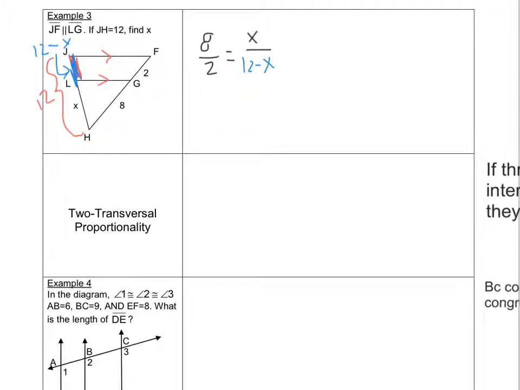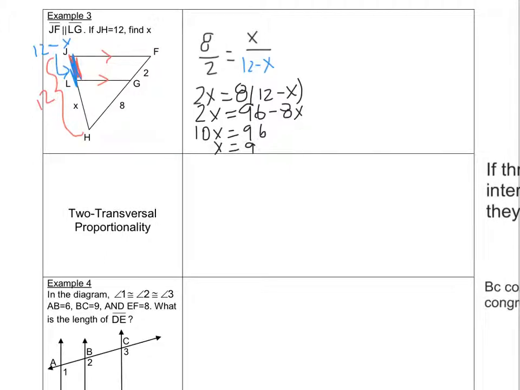Okay, let's go ahead and solve this proportion the way we normally would. First, I'm going to multiply 2 times x, which gives me 2x. And then I'm going to multiply 8 times this quantity, so 8 times the quantity 12 minus x. I get 2x equals 8 times 12, which is 96, minus 8x. Now I'm going to add 8x to both sides. So I get 10x equals 96. And if I divide by 10 on both sides, I'll get x equals 9.6.